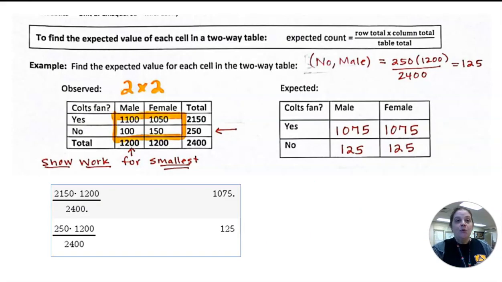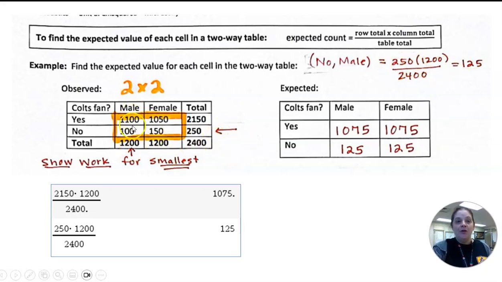Okay. So there's an example in your notes that says find the expected value, and we're talking about observed. They asked people, are you a Colts fan, and are you male or female? And everybody answered. If we would like to find these expected values, again, we would want to show our work always for the smallest expected value. So I would look for the smallest row column total. They're both the same, 1,200. And I would look for the smallest row total, 250, and I would divide by the total.